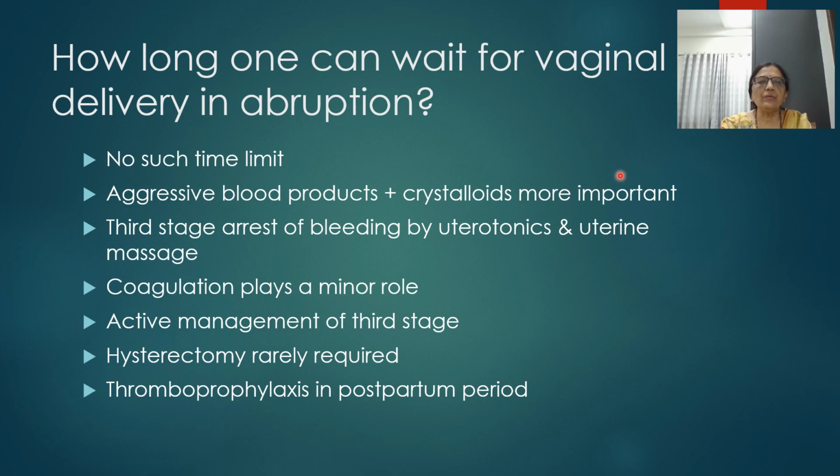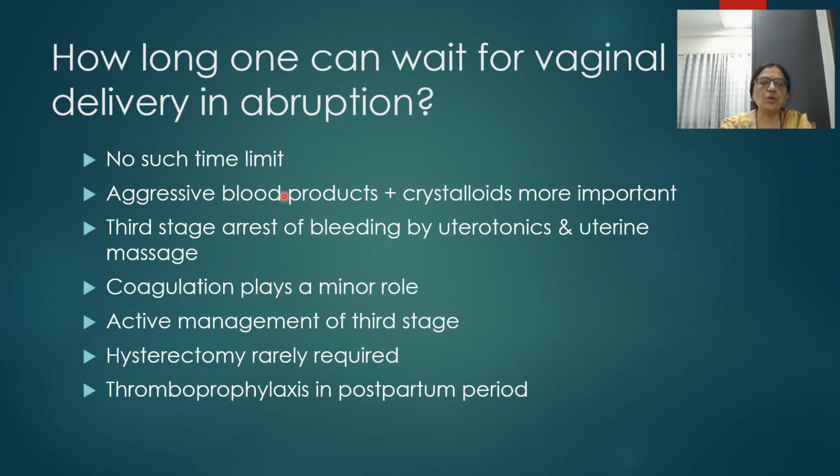Now, how long can we wait for the vaginal delivery in patients of abruption? When we were doing post-graduation, we were told that the patient needs to deliver within a stipulated time of say 6 hours or 8 hours. But no such time limit is recommended in modern obstetrics. And what needs to be stressed is that there should be aggressive treatment of hemorrhagic shock.